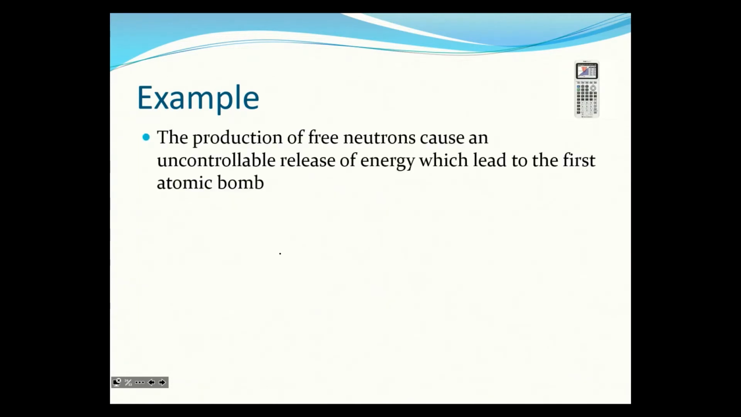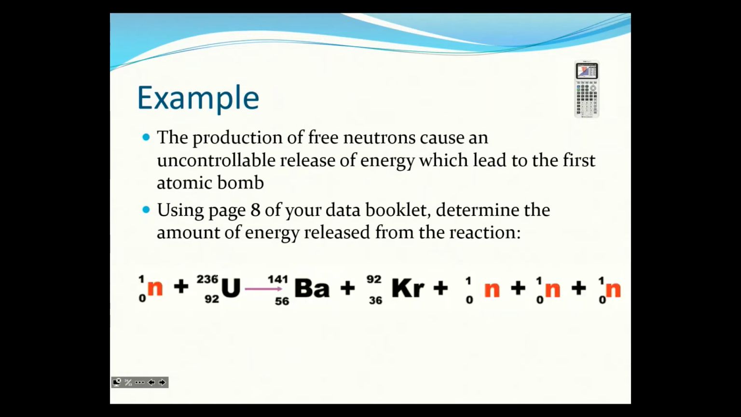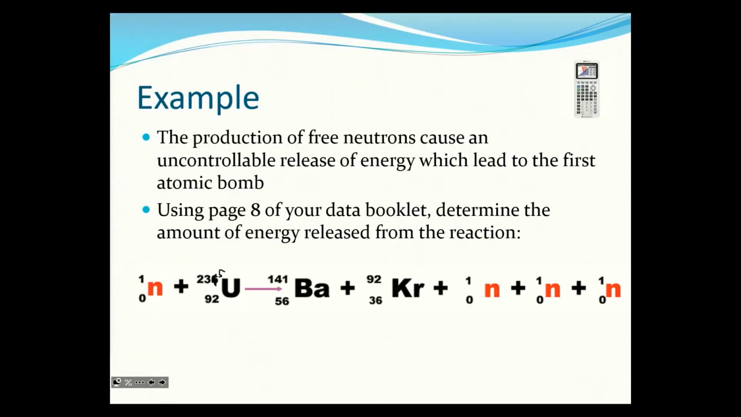Okay, so let's do an example. The production of free neutrons caused an uncontrollable release of energy, which led to the first atomic bomb. Use page 8 of your data booklet to determine the energy released from the reaction. So this is the reaction. This is a typo. This should be uranium-235. So just change that up. So this is our reaction. So I'm going to show you how to do this question. So I just need to open up the data book so we can take a look at it.